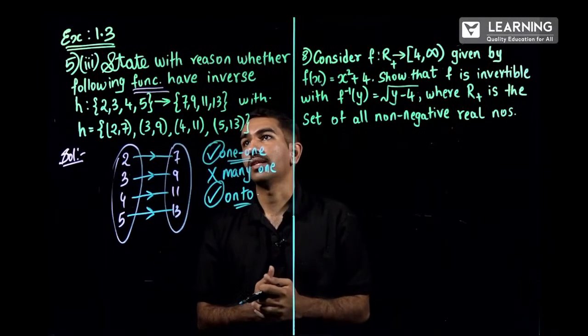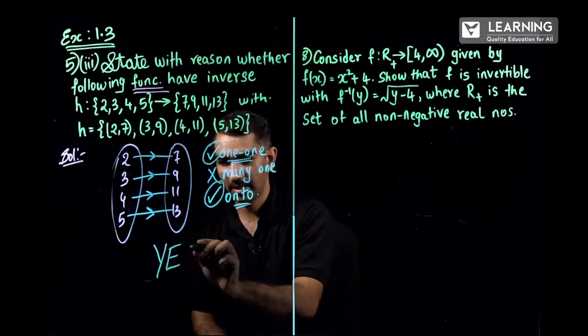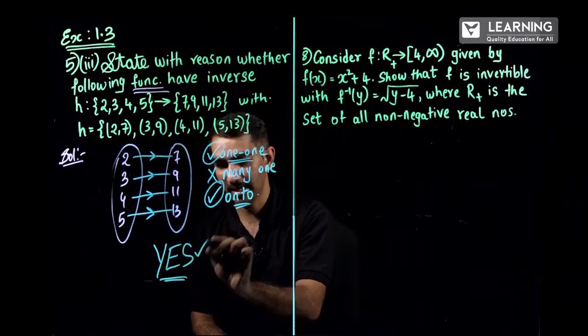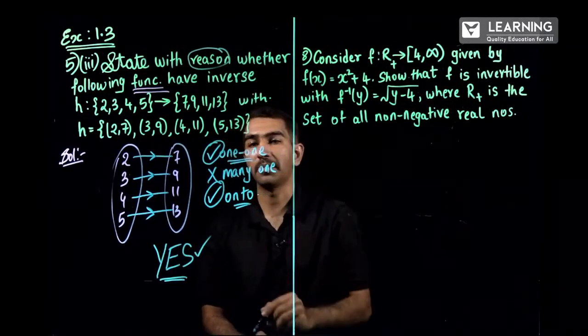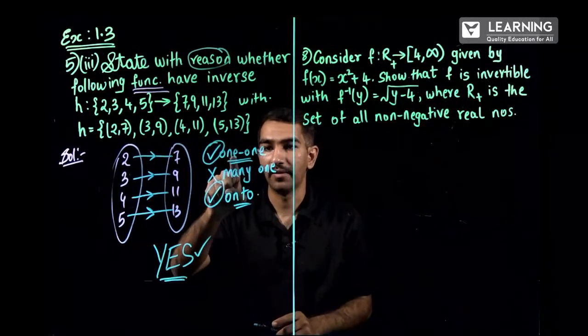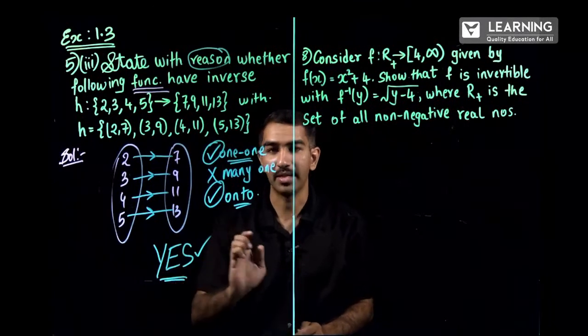So state with reason whether the following function has an inverse. Yes. The answer is yes. The following function has an inverse. What is the reason? The reason is very simple, because the function is satisfying both 1-1 and onto, therefore the function is having an inverse. So this is the right answer.